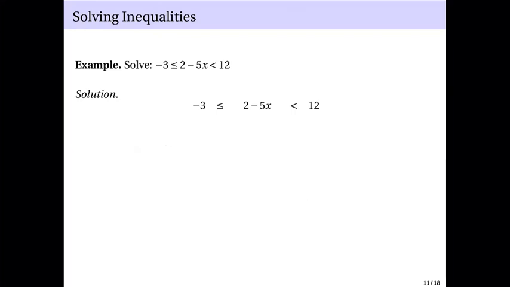And then on both ends, the left end and the right end, we have the constant. Take note also of the direction of the inequalities. They are in the same direction: less than or equal here, and here you have less than. Also observe that the inequality makes sense because -3 is actually less than 12.